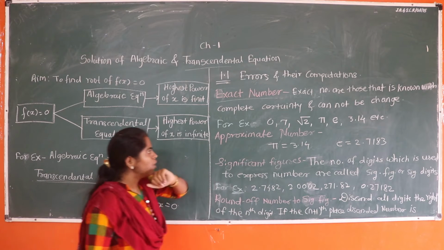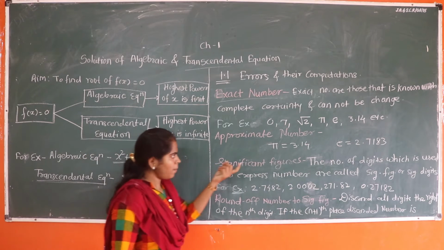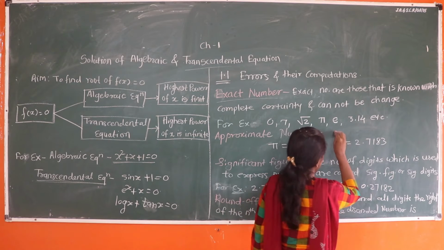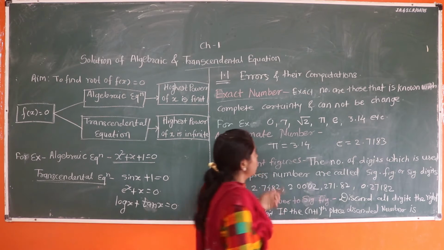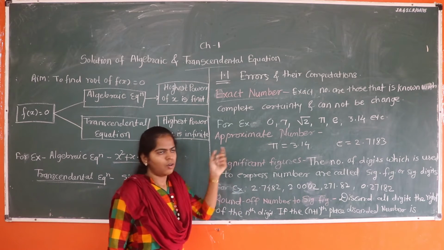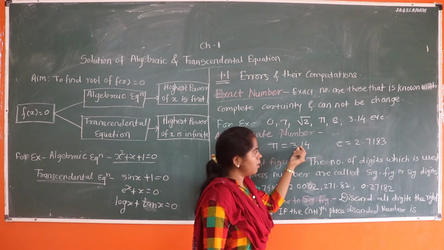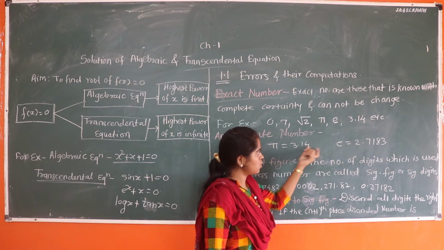So next is approximate number. Approximate number means a number that has many digits. For example, when we find the value of pi on the calculator, we get a decimal number with more than these 2 digits.